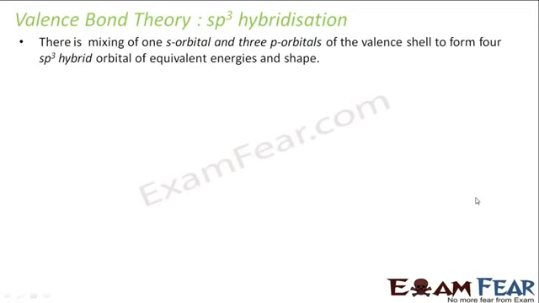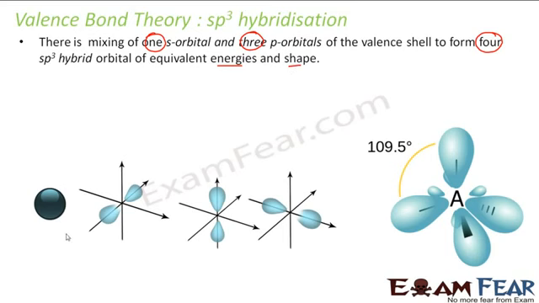Let's take sp3 hybridization now. In sp3, we have one s orbital and 3 p orbitals. They hybridize and form 4 sp3 orbitals of equivalent energy and shape. For example, this is my 1s orbital, 1p, 1p, 1p. All these merge and hybridize to form my sp3 hybrid orbitals. You see there are 4 sp3 hybrid orbitals, and all have equal energies, correct?